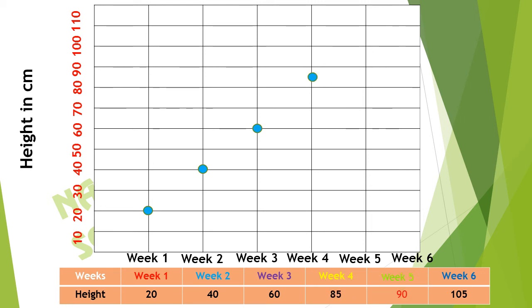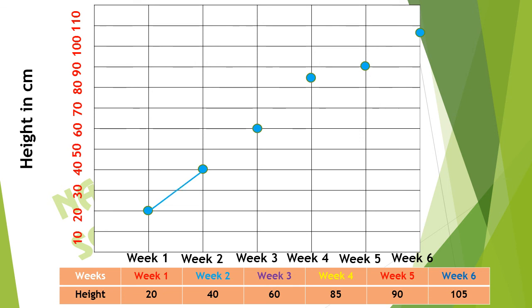In week 5, the height is 90 centimeters. So we place the point at the intersection of 90 centimeters and week 5. During week 6, if we see the data, the height is 105 centimeters. As we have done previously, 100 and 110 are placed on the vertical axis. There is no 105. So we place the point between 100 and 110, where it makes the intersection with week 6. Now we will join these points with the help of a line.